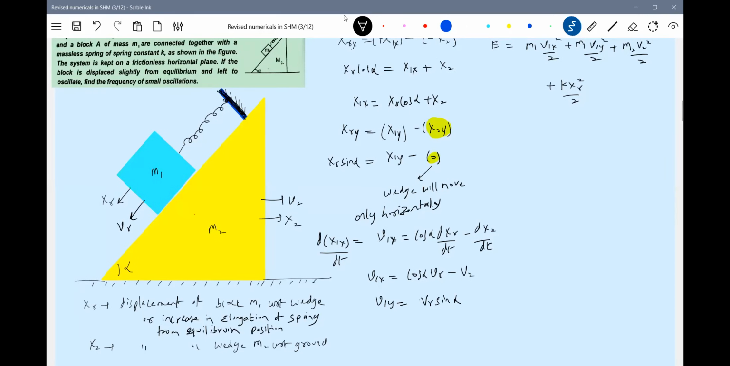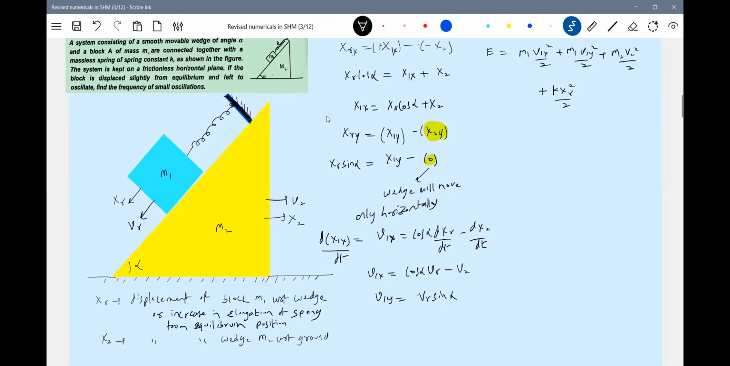Now what to do? Okay, finally we got it. Shall we differentiate this? What to do with that XR? XR will become VR. V1X will become A1X. This will be A1Y. So I think I had to work out some relative motion here.